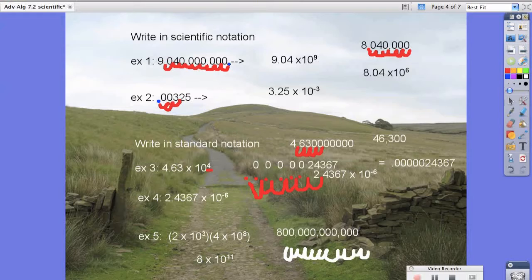And that's the reason why we use scientific notation, because writing 800 billion over and over and over again becomes daunting. That's why we do scientific notation, because it simplifies the numbers and makes them a little bit more digestible, if you will.